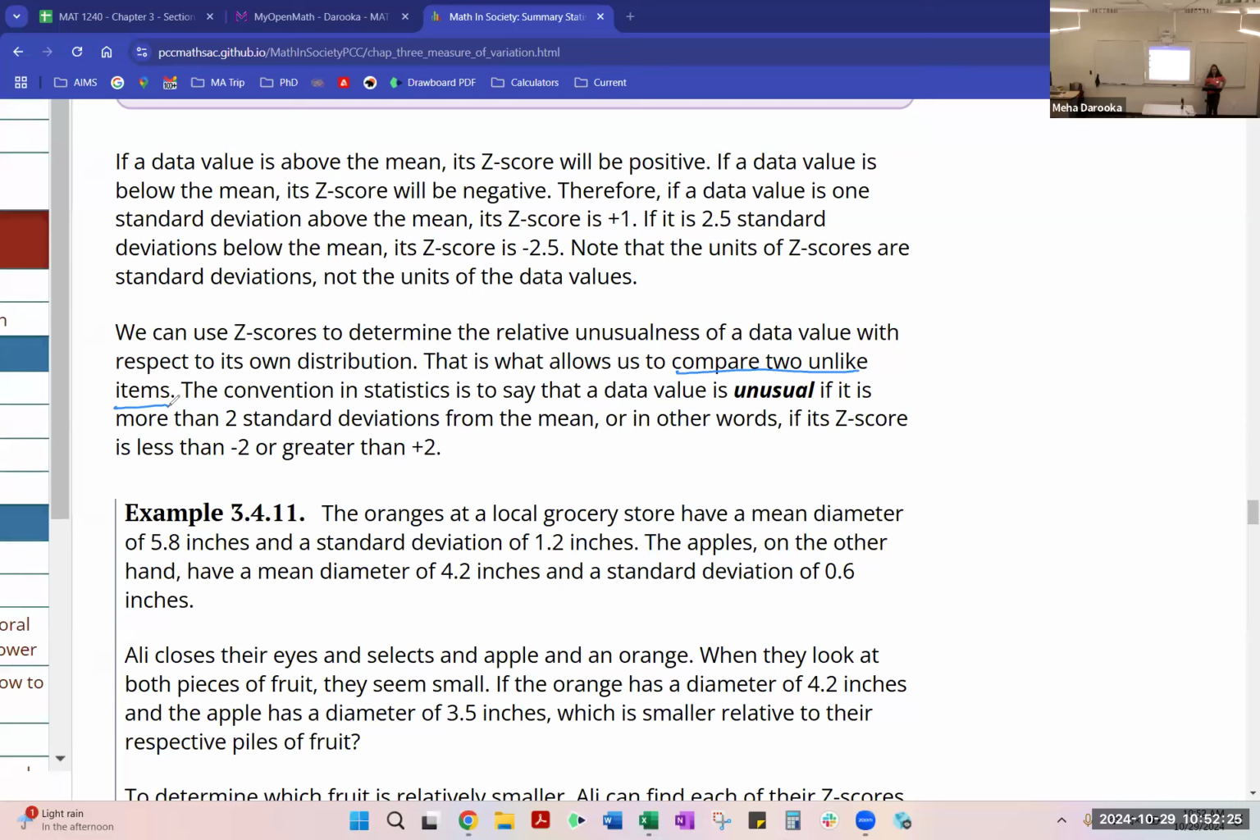So they're saying basically in statistics, it is convention to say that a data value is unusual if it is more than 2 standard deviations away from the mean, and that can be above or below the mean. It does not matter. So if you have a z-score of larger than +2 or smaller than -2, we would say it's an unusual occurrence. This doesn't happen often, okay? So let's take a look at an example here, guys.